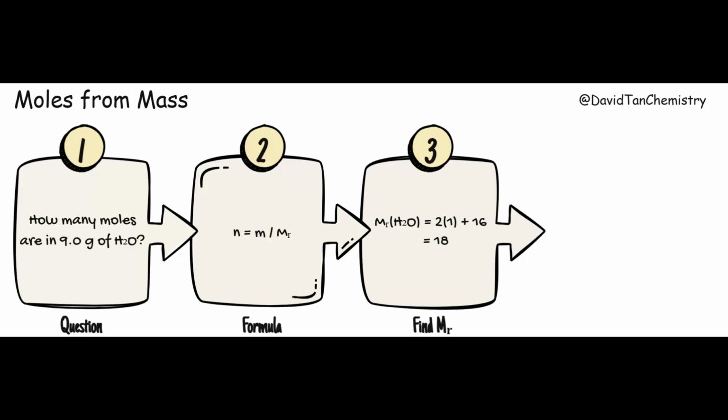Next, we find the relative formula mass of water. H2O contains 2 hydrogen atoms and 1 oxygen atom. So the Mr is 2 times 1 plus 16, which gives 18.